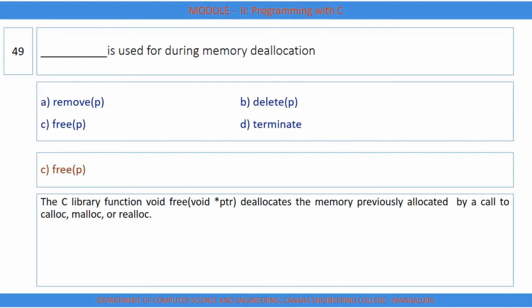Dash is used during memory deallocation. Option A, remove of P. Option B, delete of P. Option C, free of P. Option D, terminate. Answer is option C, free of P. So P is nothing but the pointer value. The free function is used to deallocate the memory previously allocated by a call to calloc, malloc and realloc.